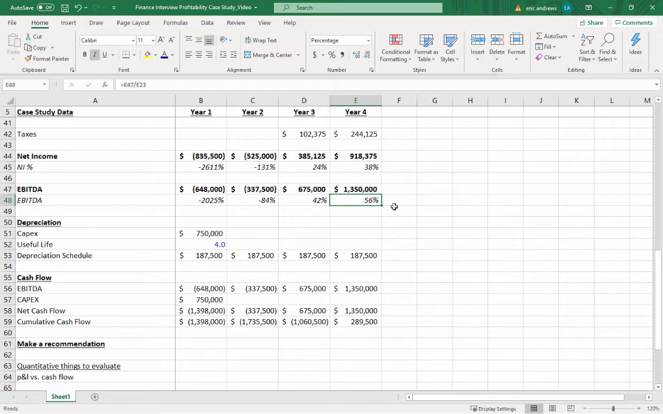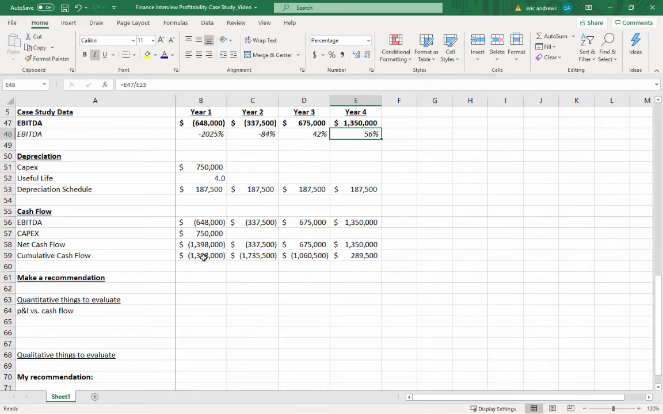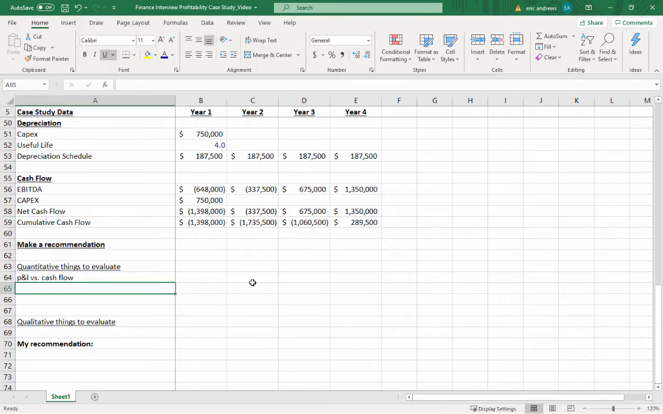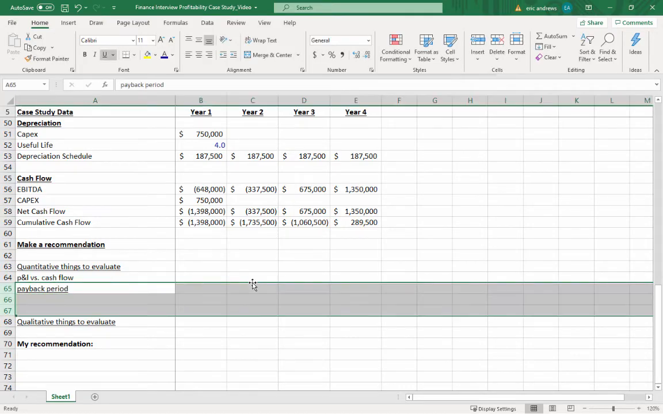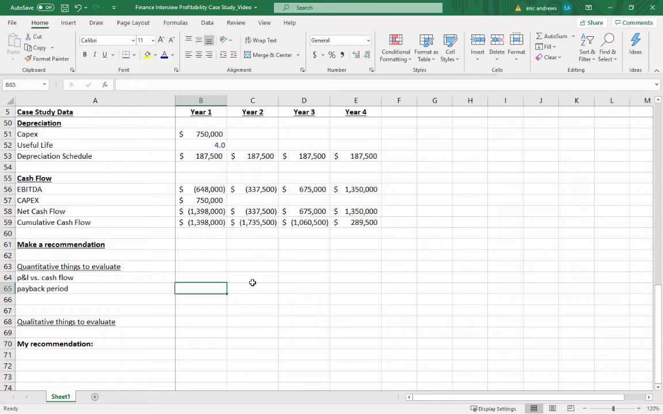Our EBITDA margins are 56%. But do we dig ourselves a big hole with the upfront investment? Well, it looks like by year 4 we're actually breaking even. So from both of these standpoints, I think this opportunity definitely is lucrative and makes sense. It's appealing. What about payback period? This again, we just analyzed. It's a little over 3 years, maybe like 3.5 years.